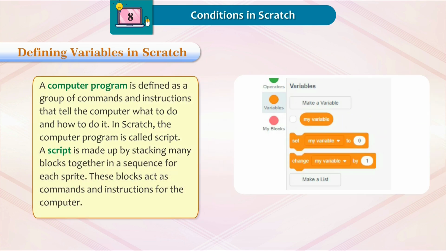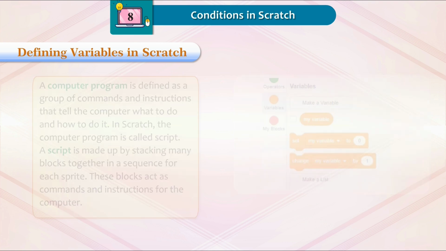Defining variables in Scratch. A computer program is defined as a group of commands and instructions that tell the computer what to do and how to do it. In Scratch, the computer program is called a script. A script is made up by stacking many blocks together in a sequence for each sprite. These blocks act as commands and instructions for the computer.